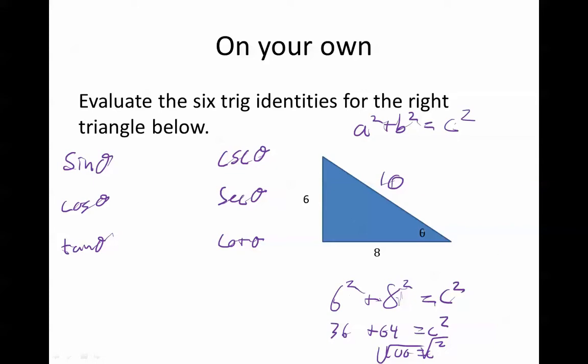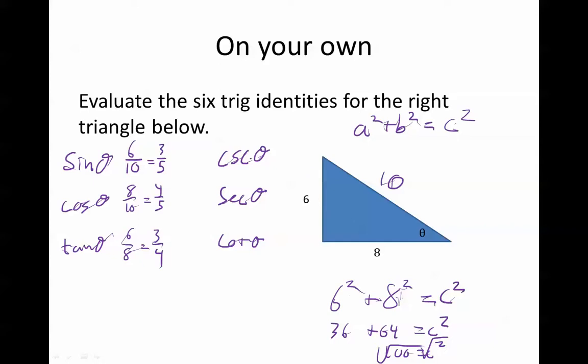So, sine is 6 over 10, opposite over hypotenuse, which we can reduce to 3/5. The cosine is adjacent over hypotenuse, so that's 8/10, which we can reduce to 4/5. The tangent is 6 over 8, which we can reduce to 3/4.